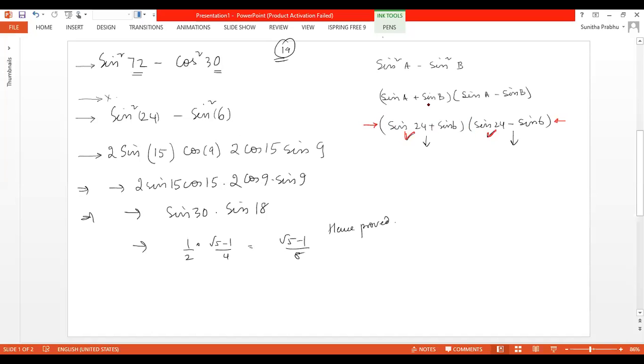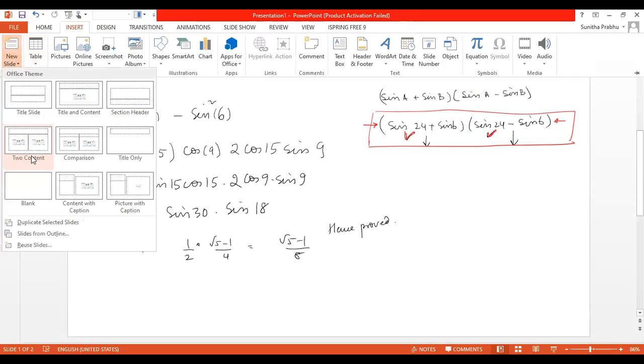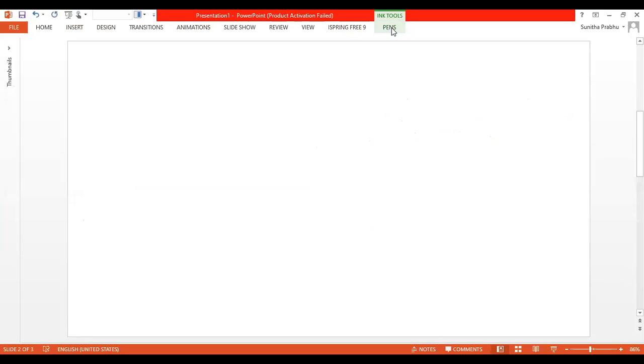Rakshita, did you understand till here, ma? Yeah. A plus B, A minus B, this part is okay, no? Yes, sir. All right. Then what we are doing now, we are writing this formula, sine A plus sine B. I'll just take a new sheet. Sine 24 plus sine 6. Okay, so we have this formula.